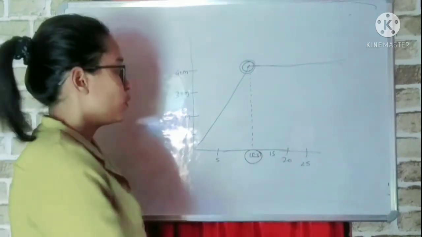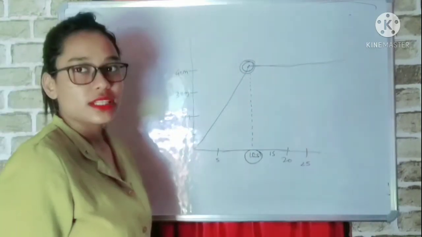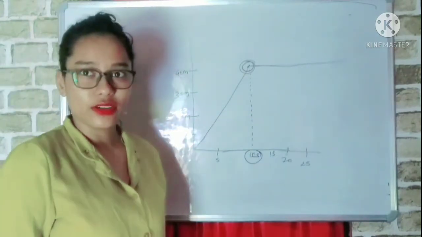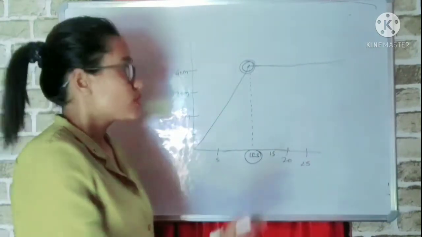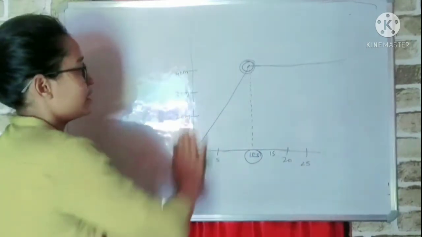Okay. So when the time was 10 seconds, the distance was 40 meters. After that, what happened? The body stopped moving. Okay. It came at rest. So now the graph will be like this. Okay. We can represent the graph in this way.